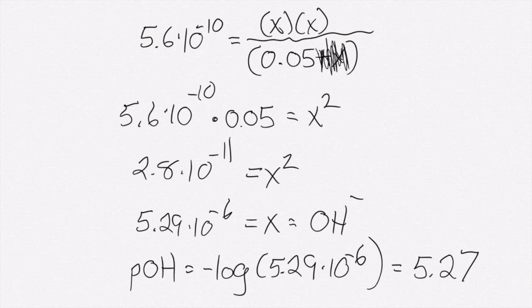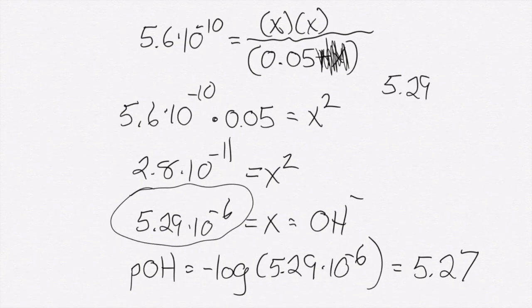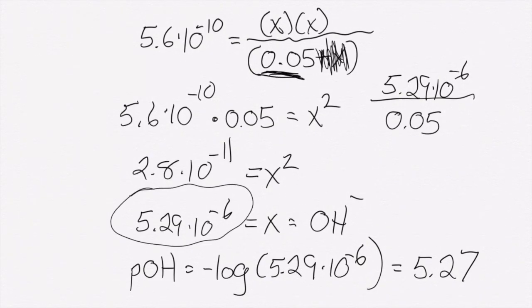Now, should I have worried about this value and the 5% rule? Well, the answer is no. And the reason is, if we check to see the amount of error this value introduces, 5.29 times 10 to the minus 6 divided by the 0.05, that's what we always reference, it's the number we get it off of, times 100, we find that the amount of error is less than 0.1%. So it was an okay assumption.